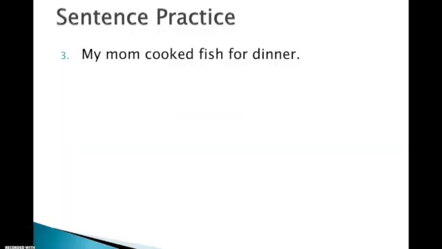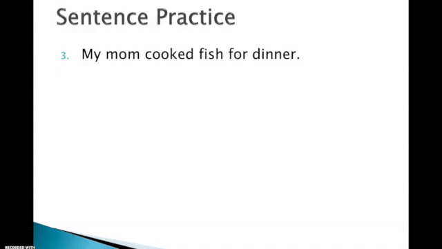All right, here's our next sentence. Mom cooked fish for dinner. Now, dinner is a thing, an event, right? Like when you think about dinner, it can be that plate full of food that you're eating. But in this case, it's also our time. She didn't cook it at lunch. She didn't cook it at breakfast. She cooked it for dinner. So that's going to be our time.